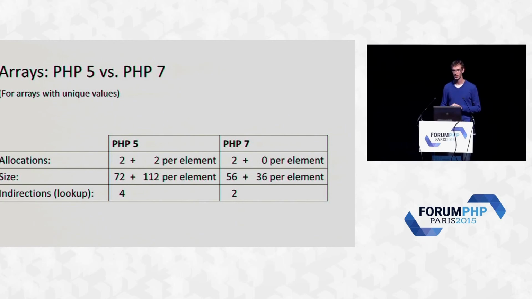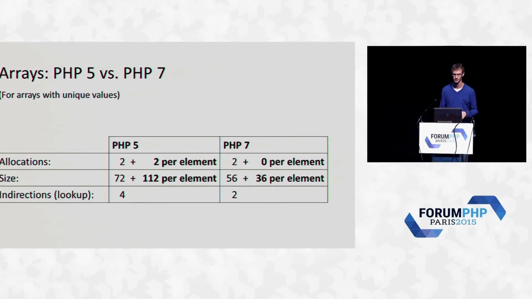So here is a comparison table between arrays in PHP 5 and PHP 7, and I think the important numbers here are the per element numbers, because that's what measures if you have a large array. And what you can see is that in PHP 5 we have always needed 2 allocations for every element. So we have one allocation for the bucket and another one for the set value. In PHP 7 we have no allocations at all. And similarly, the size of each element goes from 112 to 36 bytes, so that's a factor of something like 3 or 4. So arrays are significantly smaller.